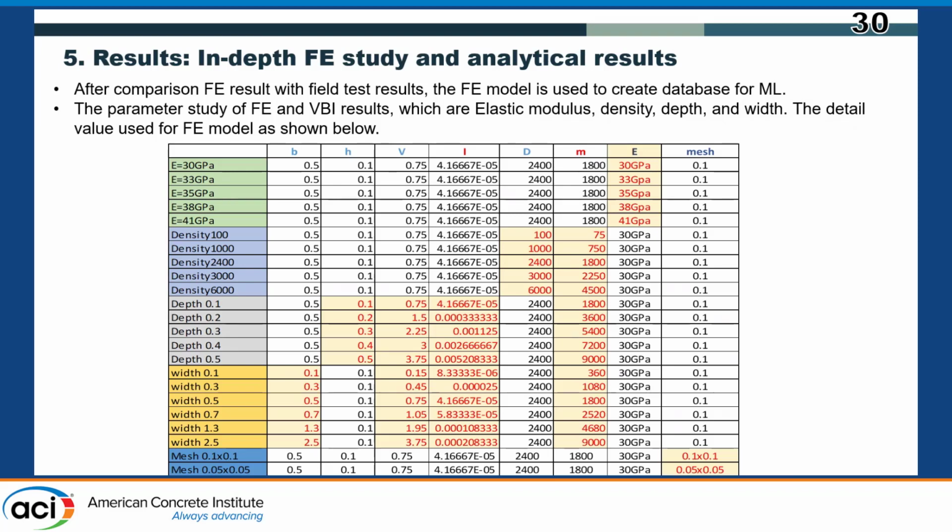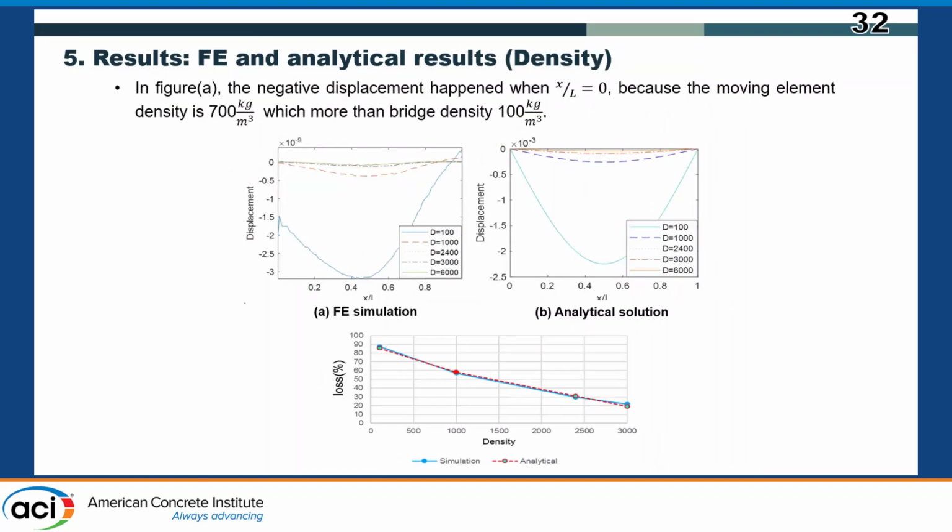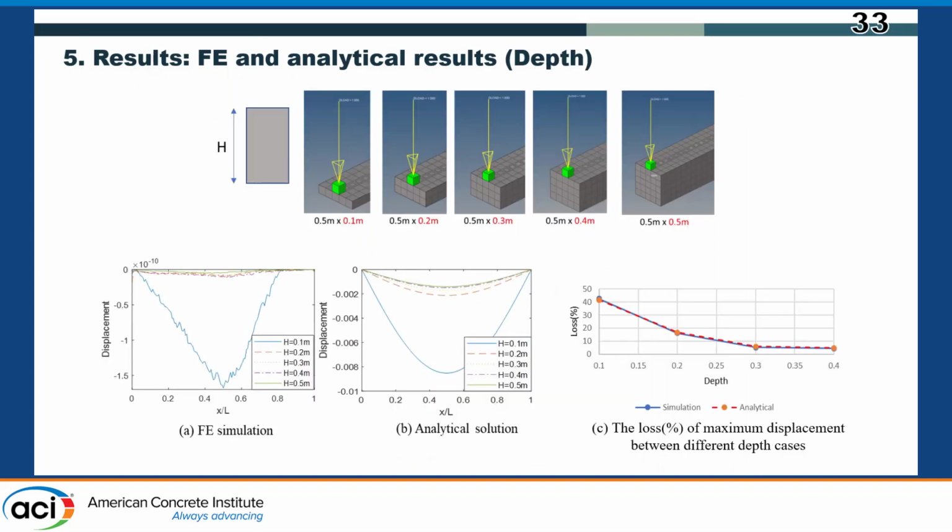For further study between analytical solution and FE modeling, we tried a lot of different parameters, for example, elastic modulus, density, and different dimensions of section. Here is the displacement versus the bridge location. And we calculated the percentage difference between the maximum displacements, and we are glad we found a really similar pattern in the elastic modulus case, and also the density case, also depth and width.